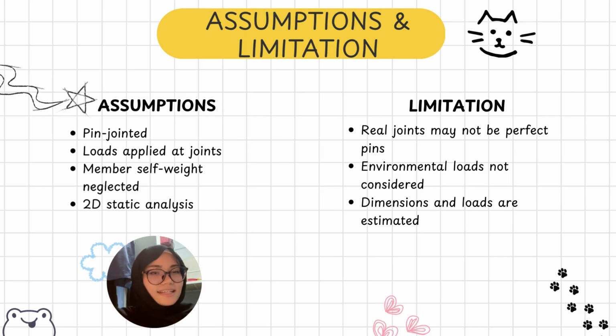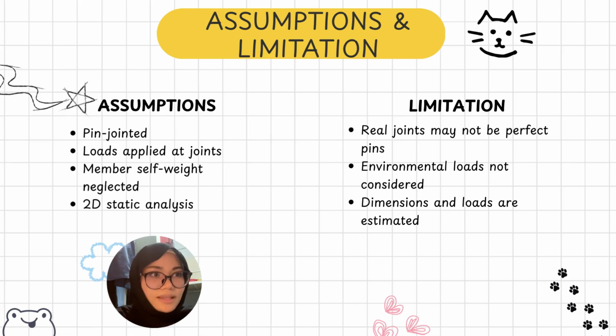Lastly, let's look at assumptions and limitations. For this analysis, several assumptions were made to simplify the truss behavior. First, all joints were assumed to be pin-jointed, meaning no moments are transferred between members. Second, loads were applied only at the joints, and the self-weight of members was neglected to focus on axial forces. The structure was analyzed as a two-dimensional static system, assuming equilibrium under applied loads.